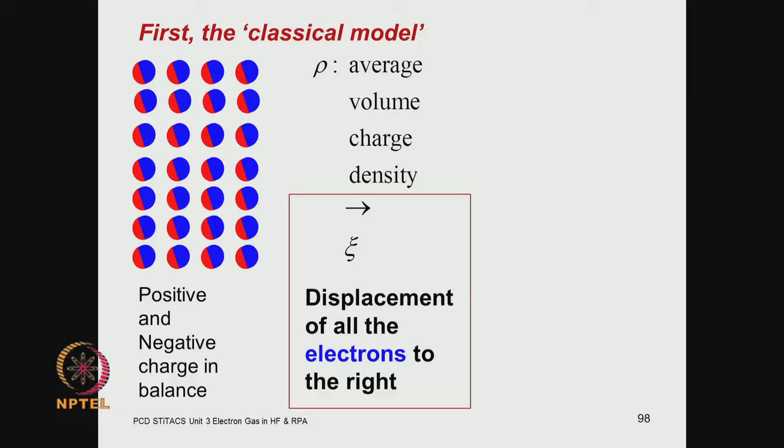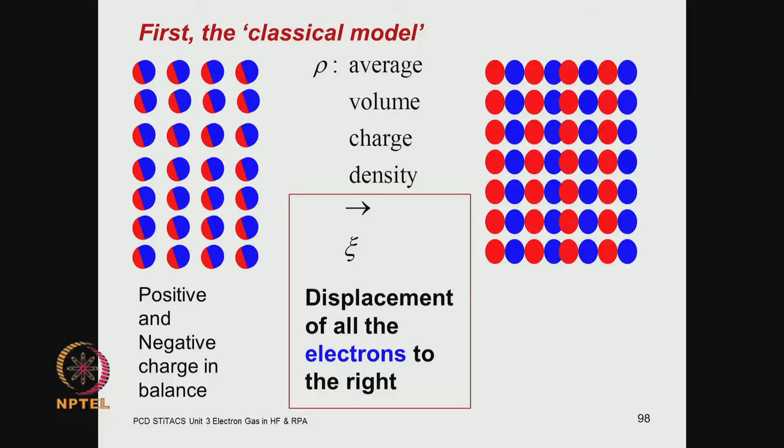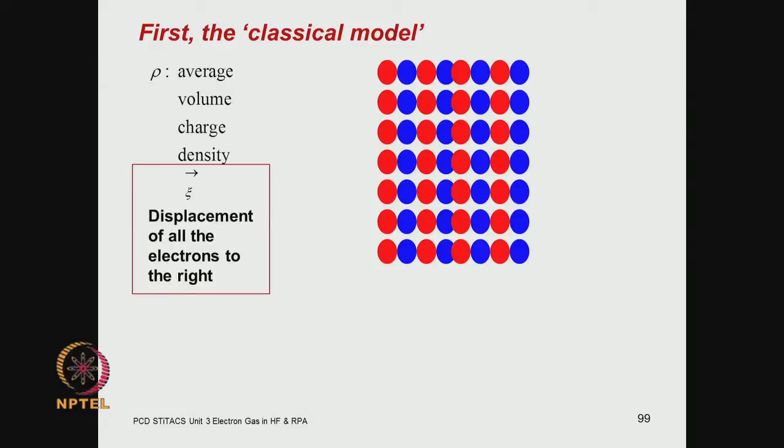So, let us say that there is a tiny displacement of the electron gas to the right. Once that happens, you will have a lot of electron charge on the right face and a lot of positive charge on the left face. In the inner sides, everything will get cancelled, so you are left with a charge on the two faces. This is our classical model: a little bit of displacement of the whole electron gas to the right.